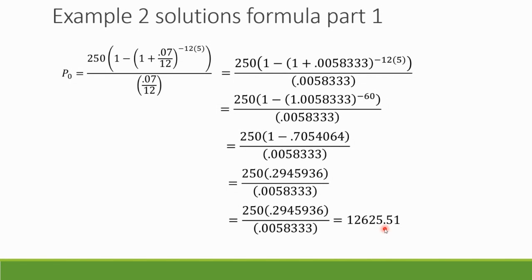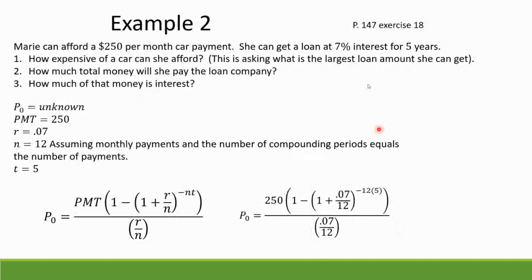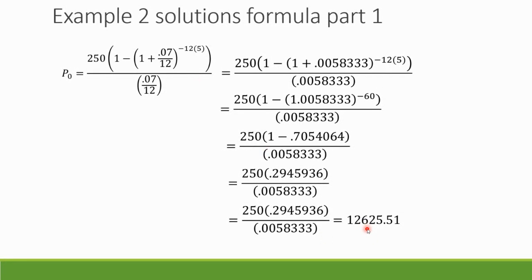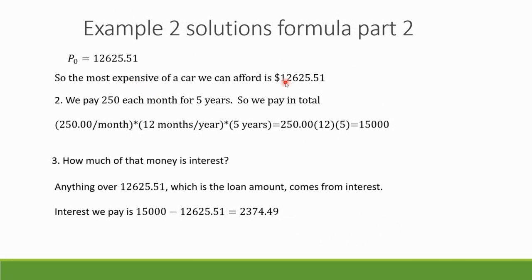So altogether, the biggest loan she can get, right? We're asking how expensive a car she can afford, and it is one that costs $12,625.51. That's the biggest loan she can get. Hence, the most expensive car she can afford is this. All right. So we have that.